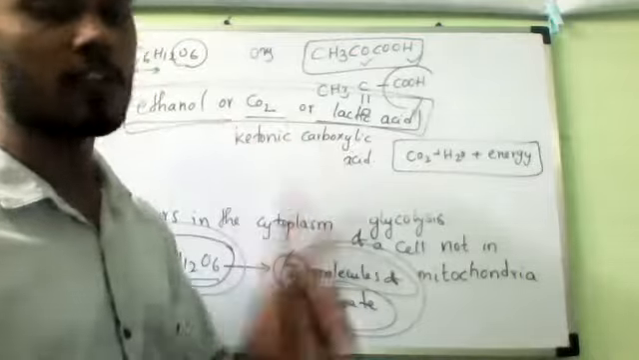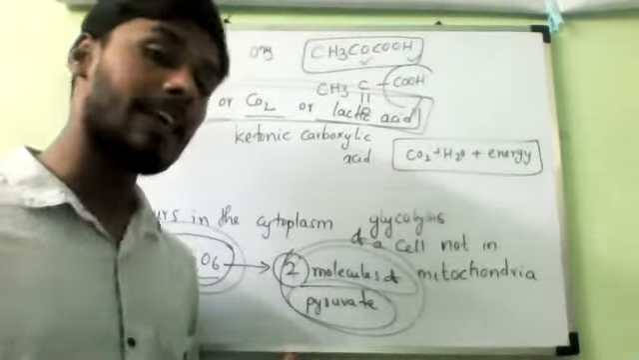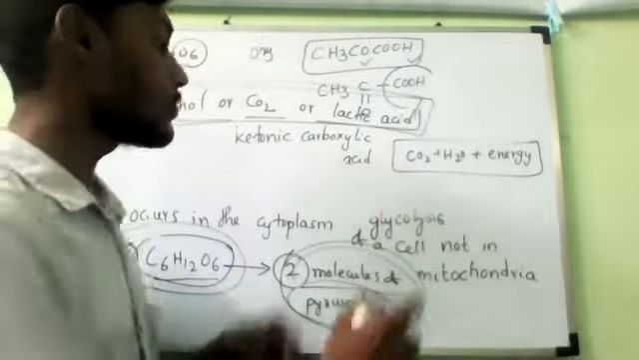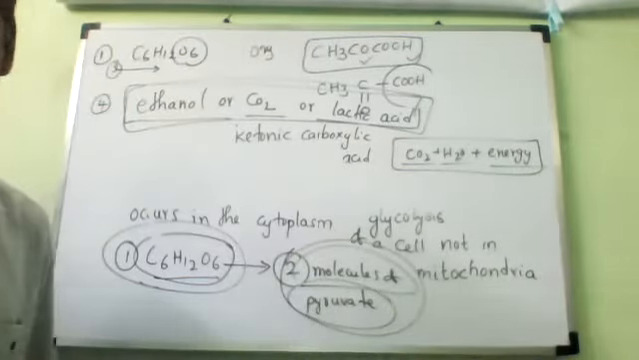That's all. 2 molecules of pyruvic acid. Later, this pyruvic acid reacts with oxygen, and it is used to form carbon dioxide, water, as well as energy. Do you understand, ma'am?